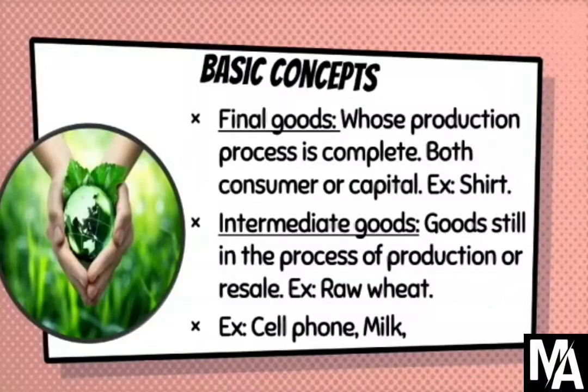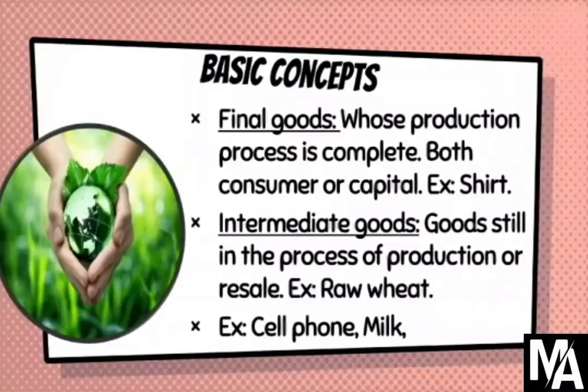On the other hand, if goods are still in the process of production or in the process of resale, these goods are called intermediate goods. For example, raw wheat is being put in a machine in order to prepare wheat flour. So this raw wheat will be called an intermediate good, and the wheat flour, which is totally packed nicely in a bag, will be called a final good because its production process is complete.